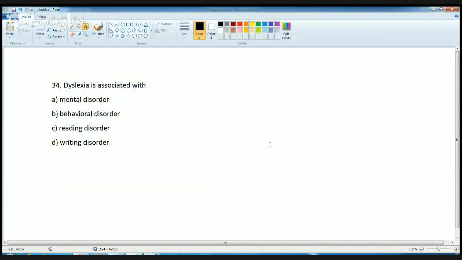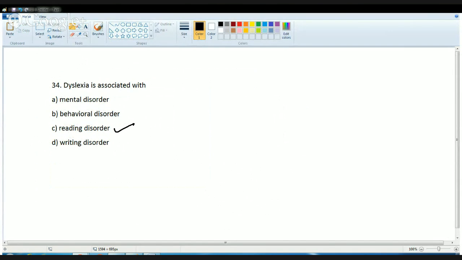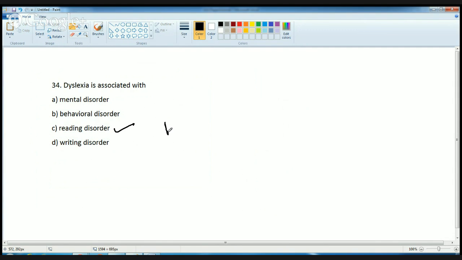So dyslexia is associated with... the correct answer is dyslexia is a reading disorder. What happens in dyslexia is the fluency in the reading is not appropriate. So the person suffering from dyslexia will not be able to read the stuff properly. There would be incorrect comprehension, and we usually call it a developmental reading disorder. It occurs as a child develops, and it is resolved with time.